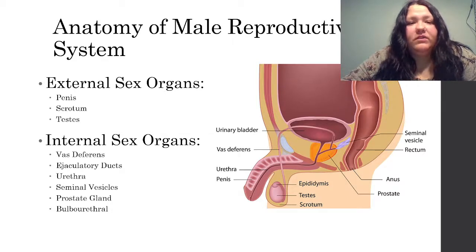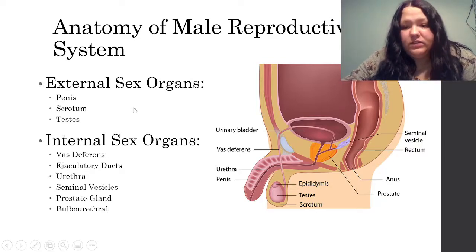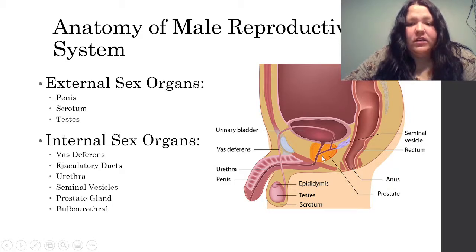Anatomy of the male reproductive system. Again, I'm just going over the basics. The external sex organs are the penis, the scrotum, and the testes. The internal sex organs are the vas deferens, ejaculatory duct, urethra, seminal vesicles, bulbourethral gland, and the prostate gland. You can see some of that in this picture: the seminal vesicle, the prostate gland, the vas deferens.